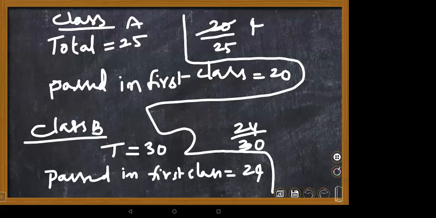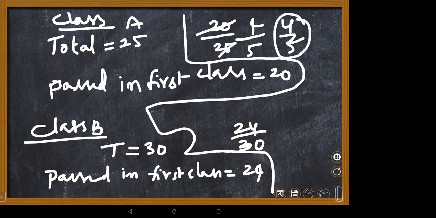This is 4 fives, this is 5 fives. You are getting the fraction 4 by 5 from class A. From class B, the 6 table: 6 fours are 24, 6 fives are 30. You are getting 4 by 5. You need to compare these two fractions, so go with cross multiplication. 4 fives are 20, 4 fives are 20. It is the same fraction, children. No class is getting more or less. Class A and class B have the same pass percentage.